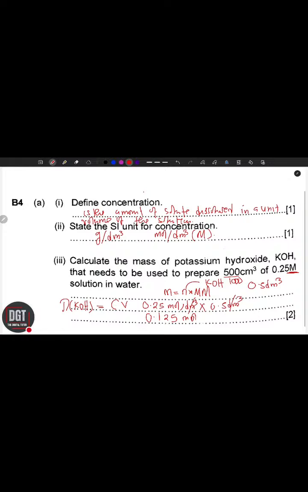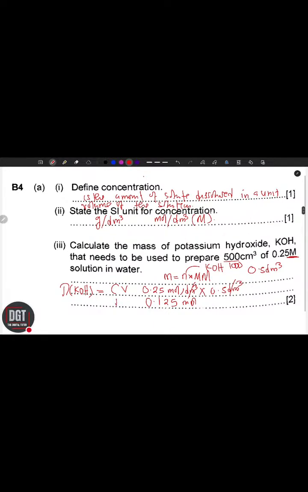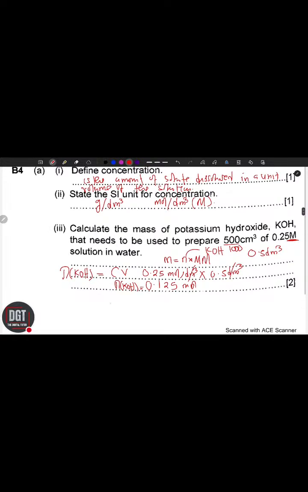John, you've just confirmed that indeed that is the answer. So that is the number of moles of potassium hydroxide. But have we answered the question at all? The question is to calculate the mass. Like I said, mass is equal to number of moles multiplied by molar mass. So number of moles, we have 0.125 moles, but we need the molar mass of potassium hydroxide.